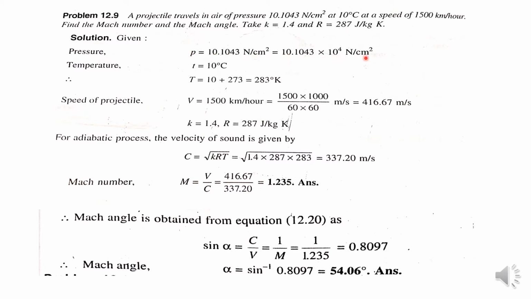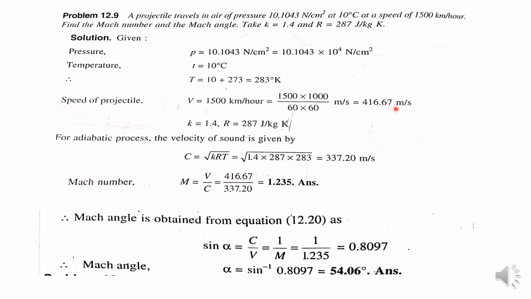The speed of the projectile is given as 1500 kilometers per hour. We have converted it to meters per second: 1500 kilometers is multiplied by 1000 to get meters, and an hour is converted to seconds, 60 into 60, that is 3600 seconds. So the speed of the projectile V is 416.67 meters per second, where k equals 1.4 and R equals 287 joules per kg Kelvin.